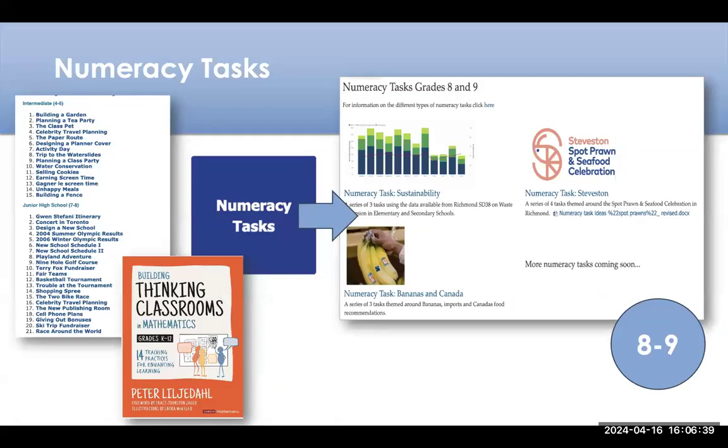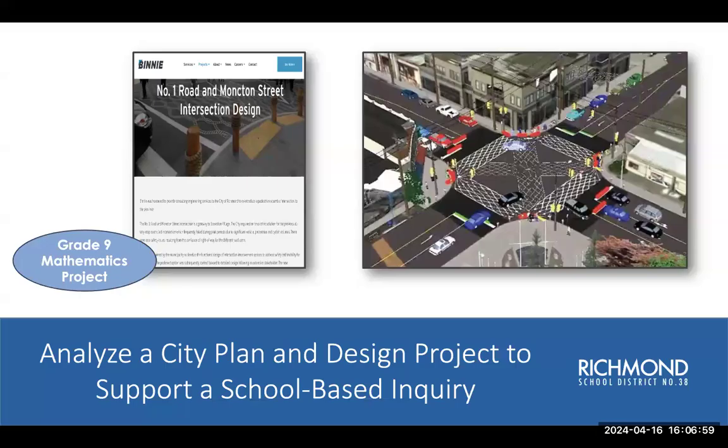There are on the portal some resources available for you for specific tasks that you can get, but also through the Thinking Classrooms book by Peter Liljedahl, and on his website, you'll find a few numeracy tasks that you can engage in with your class. You can also do some deeper inquiry type design questions. I showed this in our last session, where students might think about how math applies to real world contexts.